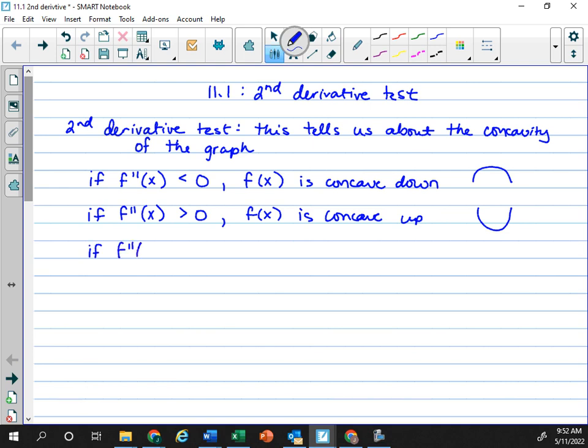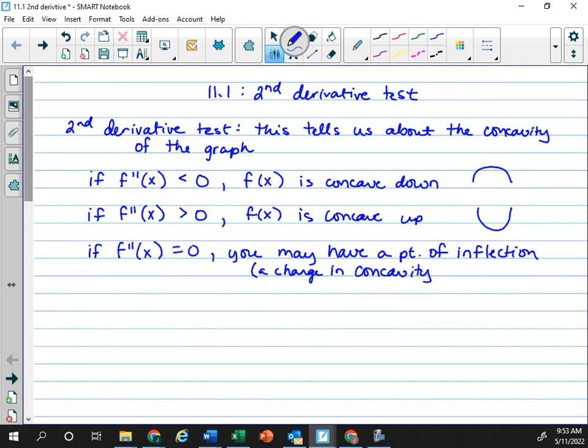And if f double prime equals 0, you may have a point of inflection. And guys, a point of inflection, that's when it actually changes concavity, like from concave up to concave down. Wait a second here, let you get caught up.